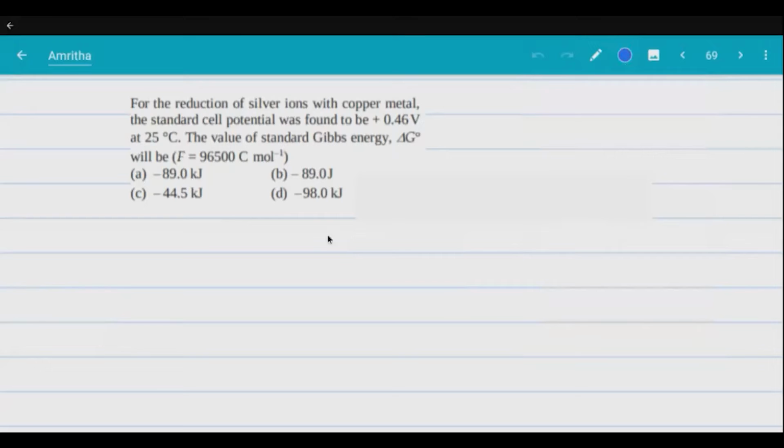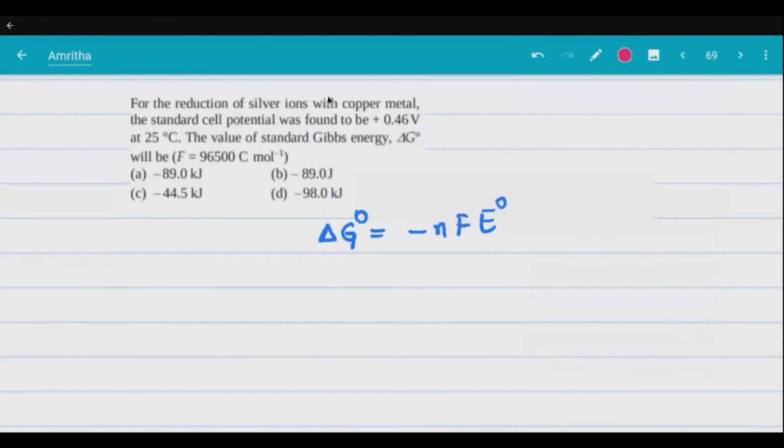Always for any cell, you can find out delta G naught is equal to minus nFE naught. So this is just a calculation; you can do it later also. But how many electrons are involved? That is the only important thing. The calculation of n is important, rest is just a calculation. So I'll tell you how we find out n.